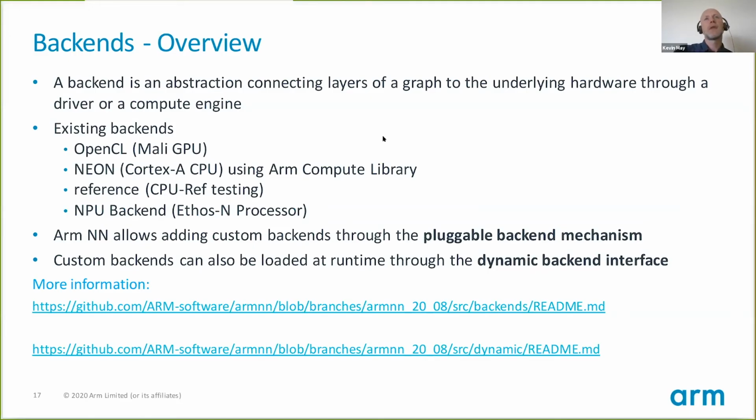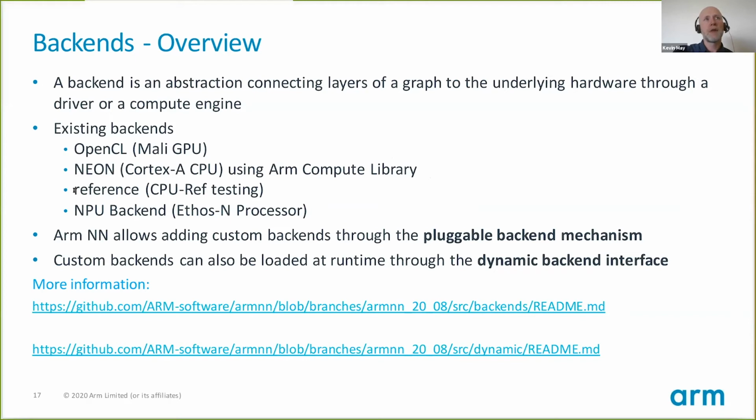So we've already talked about it. This is kind of a summary. A backend is an abstraction connecting layers of a graph to the underlying hardware through a driver or a compute engine. So our existing backends, by default, when you download Arm NN, you get the OpenCL, which represents Mali GPU, and the Neon, which is the backend for Cortex-A CPU, both of those using Arm Compute Library.